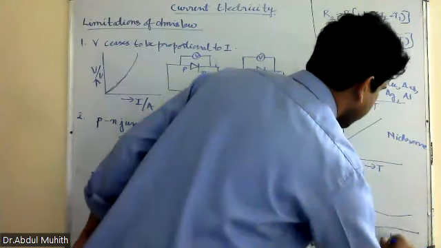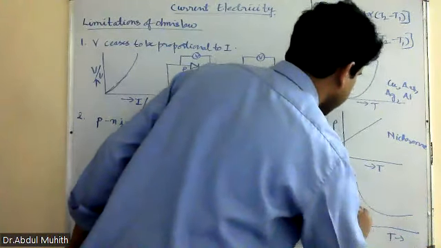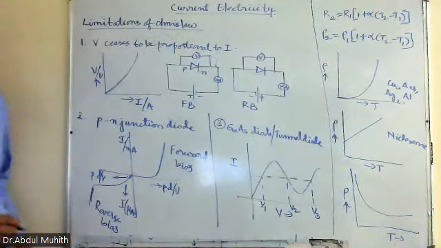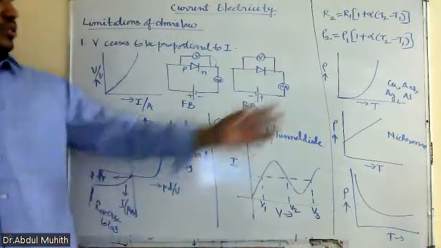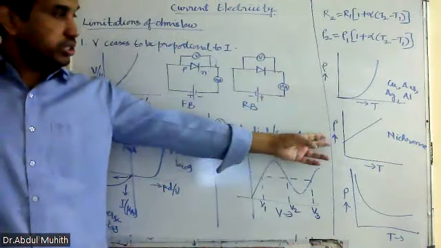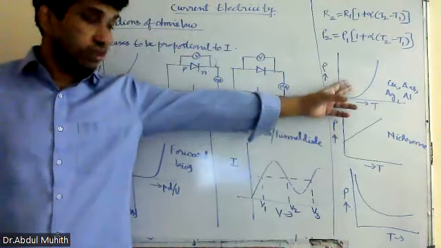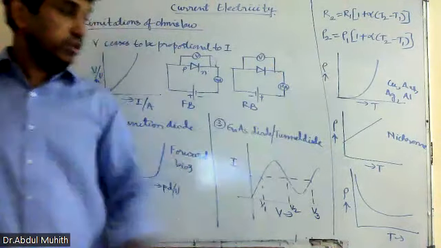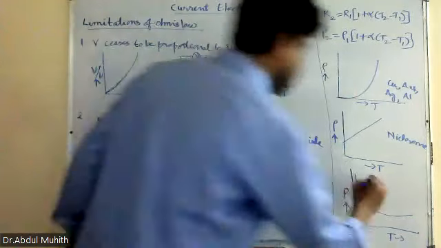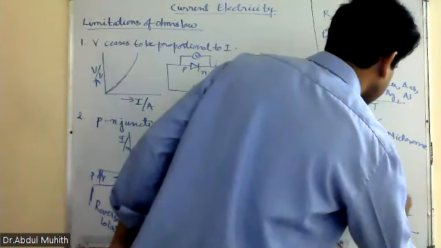See, this is for temperature versus resistivity. Is it clear? This is resistivity versus temperature. This is resistivity versus temperature for nichrome. This is for conductors, and this is for semiconductors. Clear? This is semiconductor.